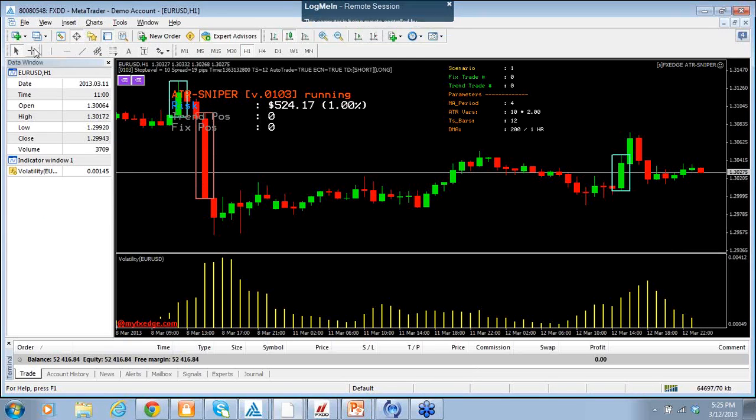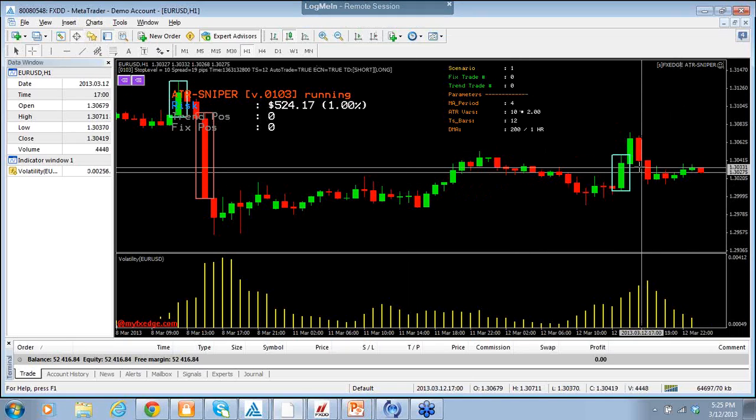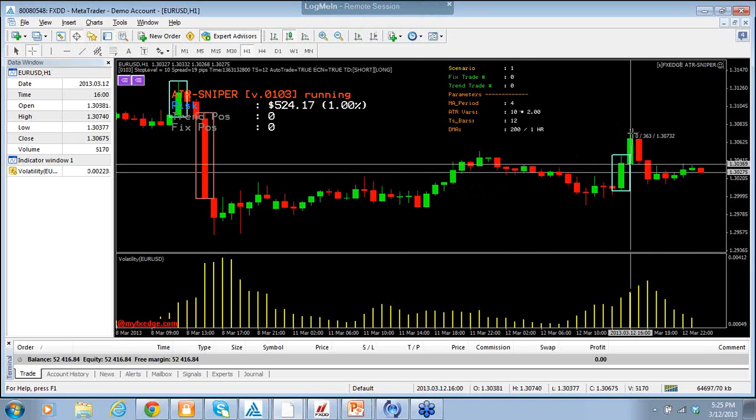19 pips. This one didn't take for us. I actually need to upgrade the software here. It would have hit take profit here, 36 pips. 19 pips would have been the first take profit, then move to break even.